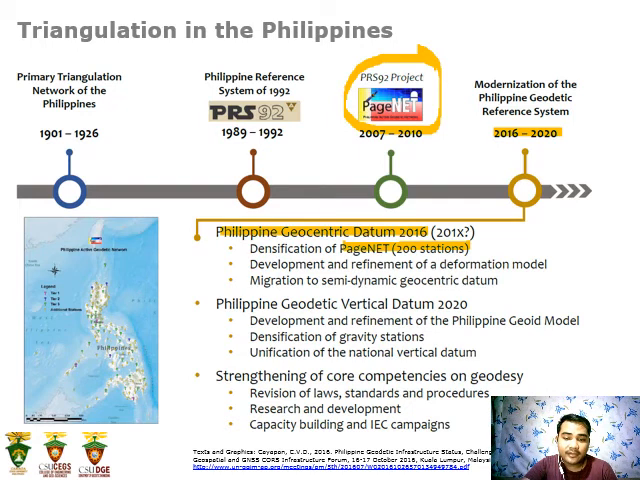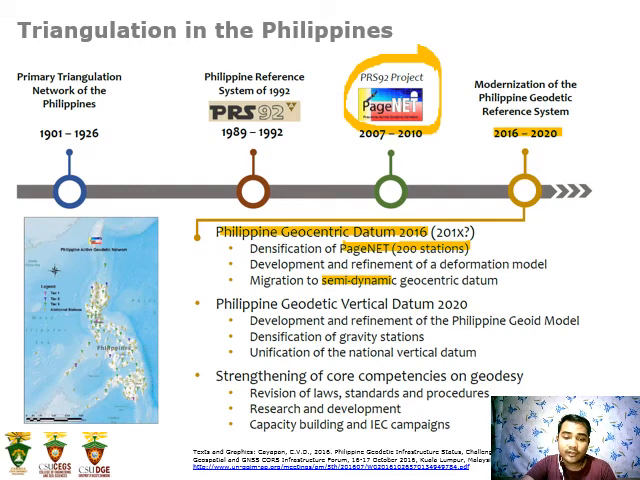And development and refinement of deformation model and migration to semi-dynamic geocentric datum. It's because sa unang class, dili siya dynamic ang ato nga reference system. Like, static siya. Like, kung makuha na ito karon na coordinate is kana lang, murag kana nga time at reference epoch. Pero pag during na sa PRS 92 or modernization of the Philippine reference system, nahimo na siyang semi-dynamic. So gi-adapt na siya, we all know nga ang tectonic plates are moving, no? Daghan mga reasons nga mo-change ang coordinates sa isa ka lugar. It's because moving, no? Dynamic ang ato nga environment.